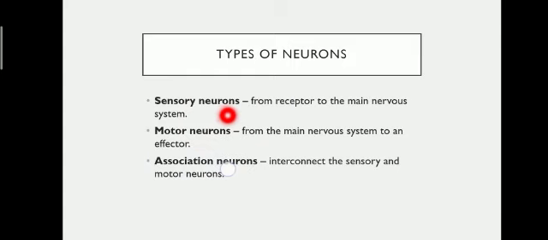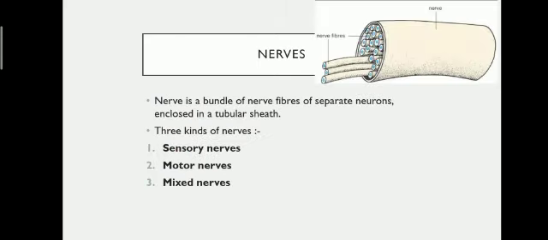Sensory neurons means the neurons which sense the stimulation happening all around, and then it sends the impulse from receptor to the main nervous system. Main nervous system includes brain and spinal cord. Motor neuron sends the impulse from main nervous system to an effector. Effector means the muscles or the gland. Association neurons interconnect the sensory and the motor neurons, means helps in connecting sensory neuron and motor neuron. So these are the three types of neuron.